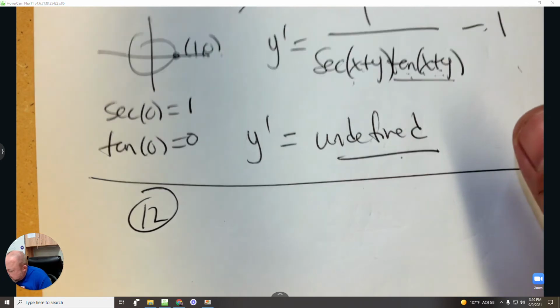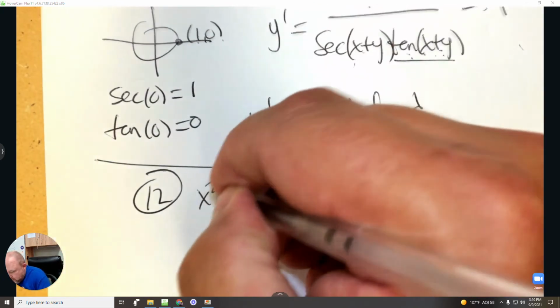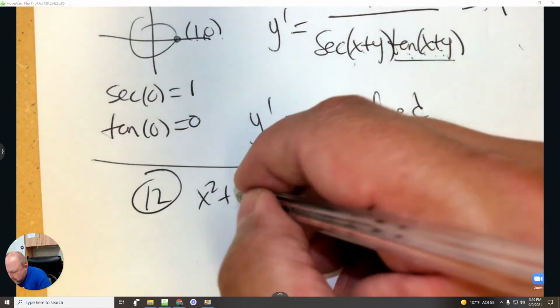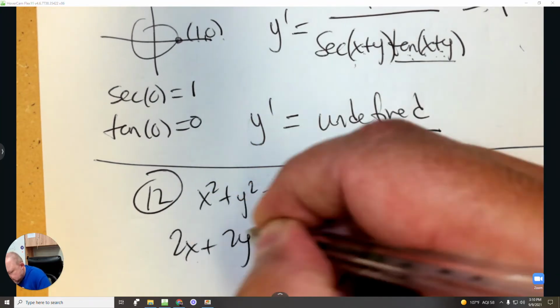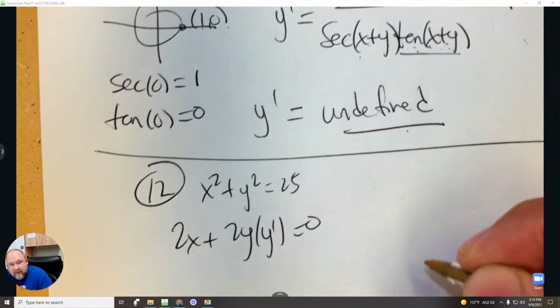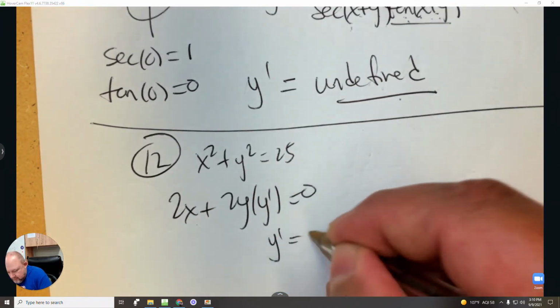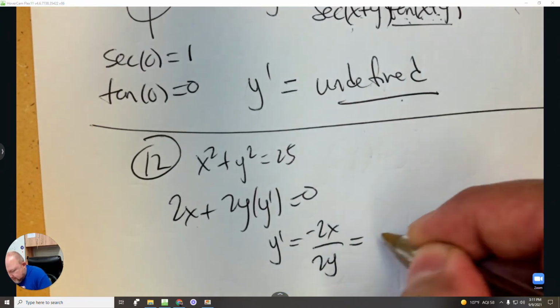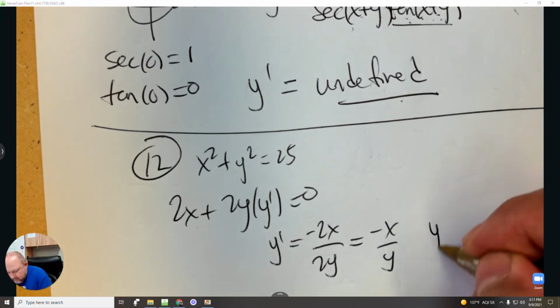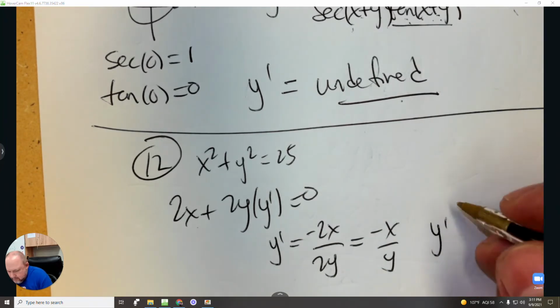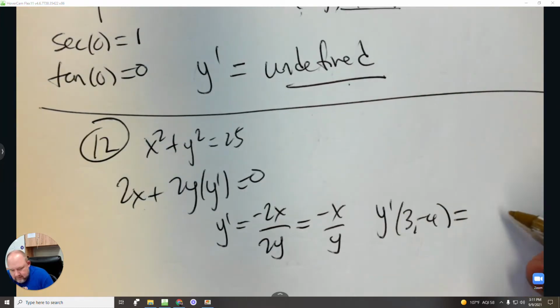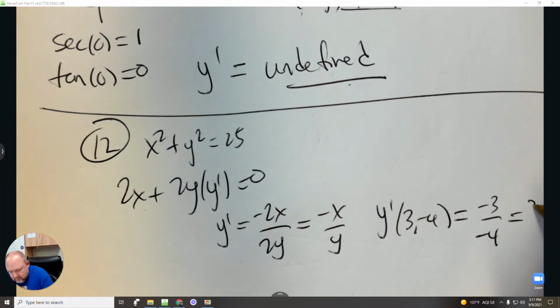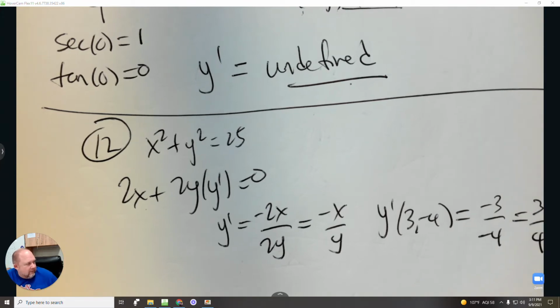Number 12. Differentiate implicitly. X squared plus y squared equals 25. Get y prime by itself, subtract 2x, and divide by 2y. And then the derivative at 3, negative 4 would then be negative 3 over negative 4, or positive 3/4.